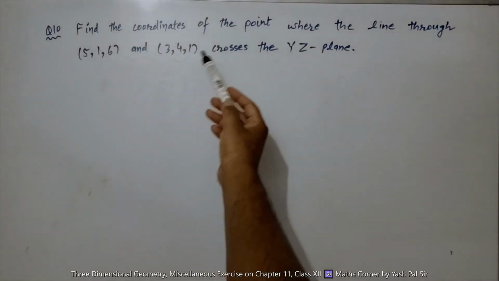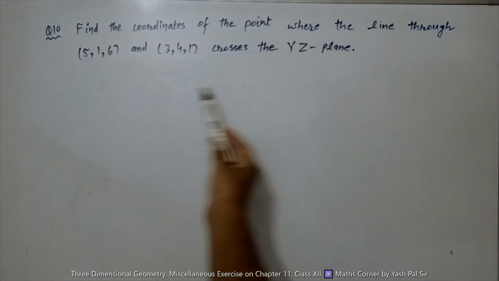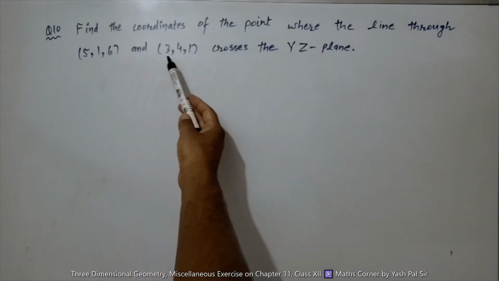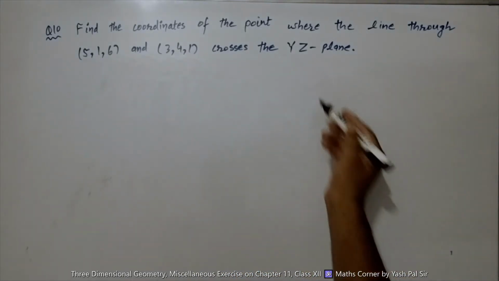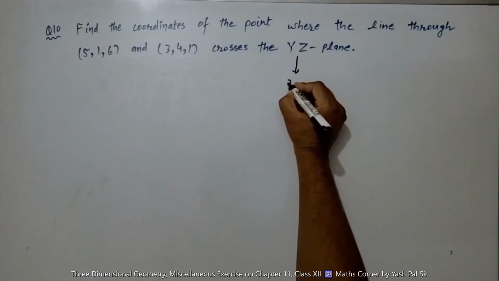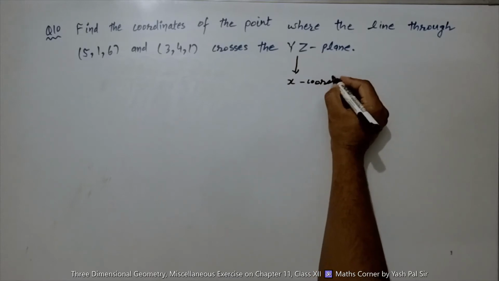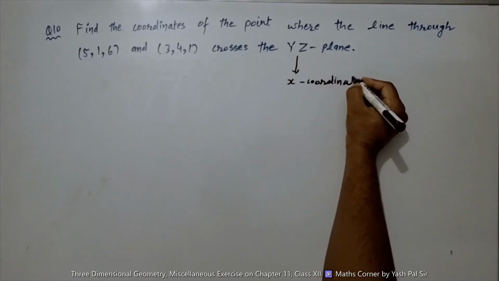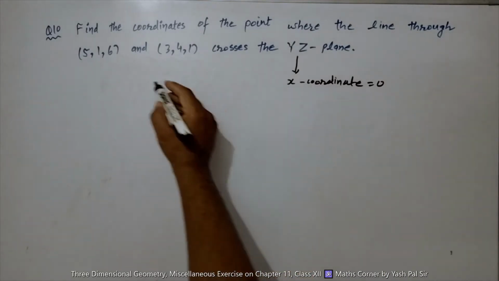Next question, question number 10. Find the coordinates of the point where the line through 5, 1, 6 and 3, 4, 1 crosses the YZ plane. So YZ plane means x coordinate is equal to 0.